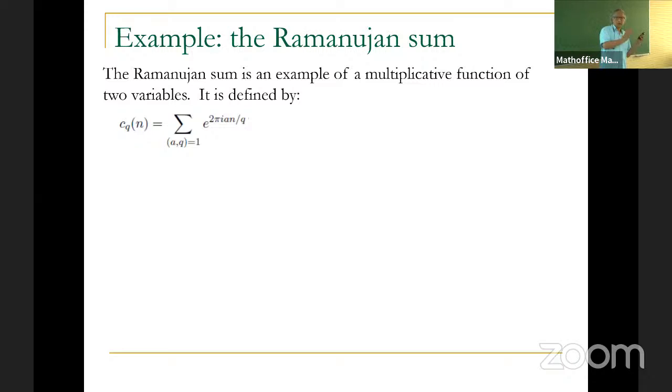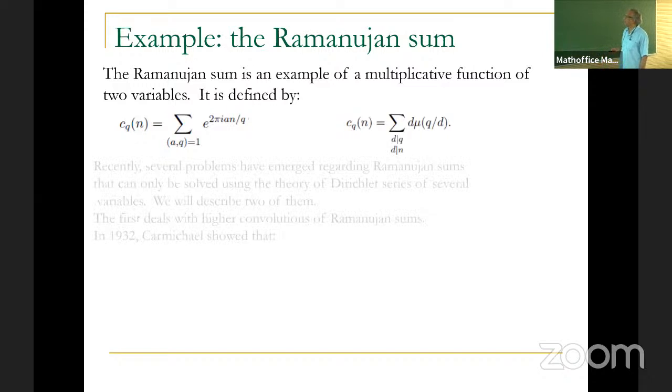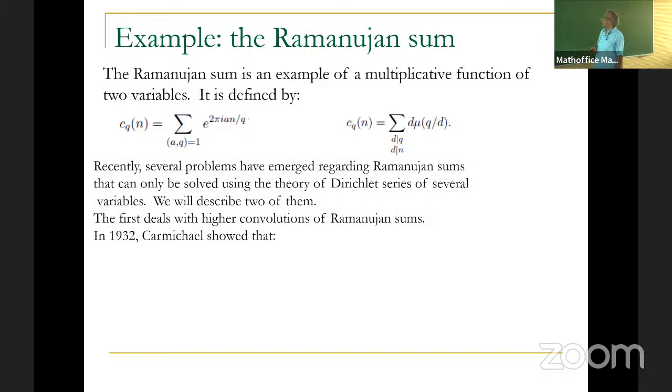So the old style generalization of multiplicative function wouldn't work, but it is a multiplicative function of two variables in the sense of Vaidyanatha Swami. Okay, so you have that. And another way of writing this is c_q(n) is the summation over d dividing q and d dividing n of mu of q over d. And recently, several problems have emerged regarding Ramanujan sums that can only be solved using the theory of Dirichlet series of several variables, and we will describe two of them.